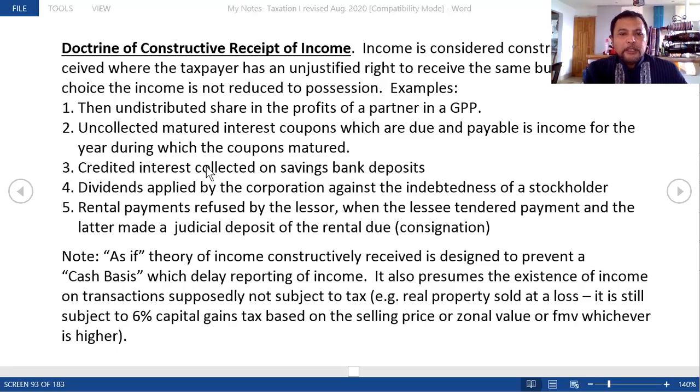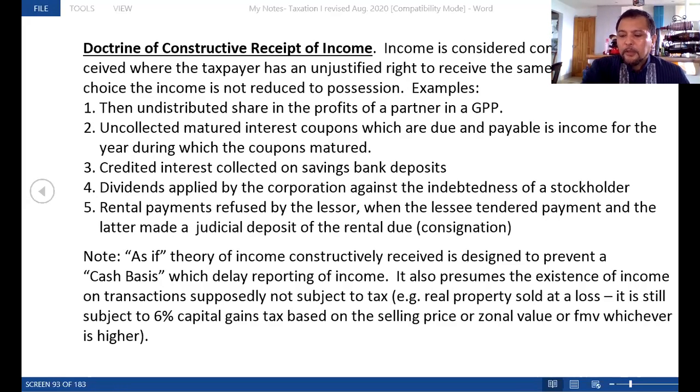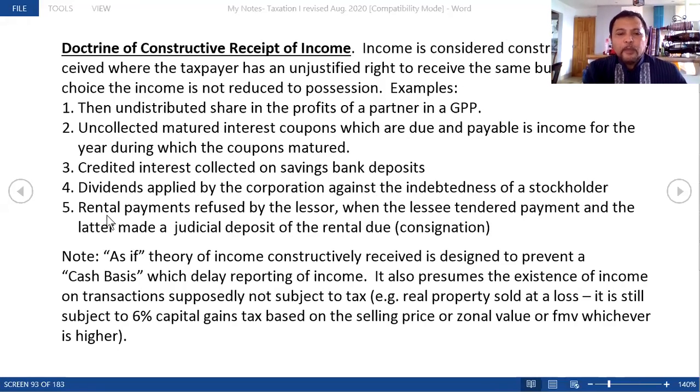Then credited interest collected on savings bank deposits. Of course, the interest on your deposits in the bank is just credited in your bank deposits. It's not yet received actually, but it is already constructively received.